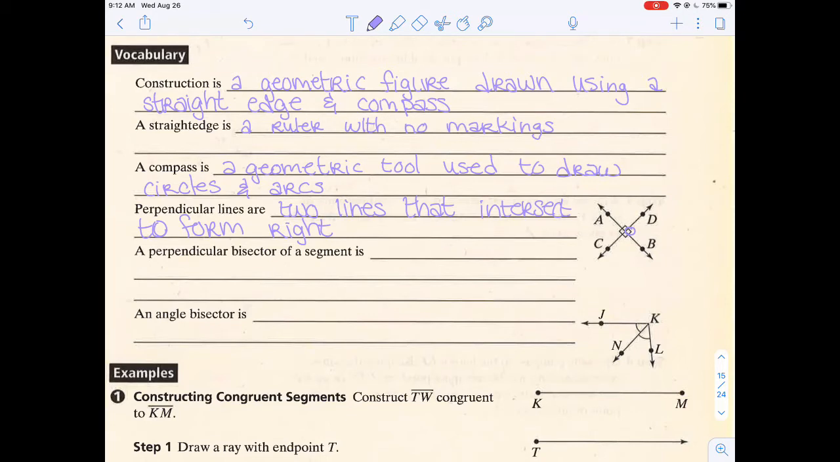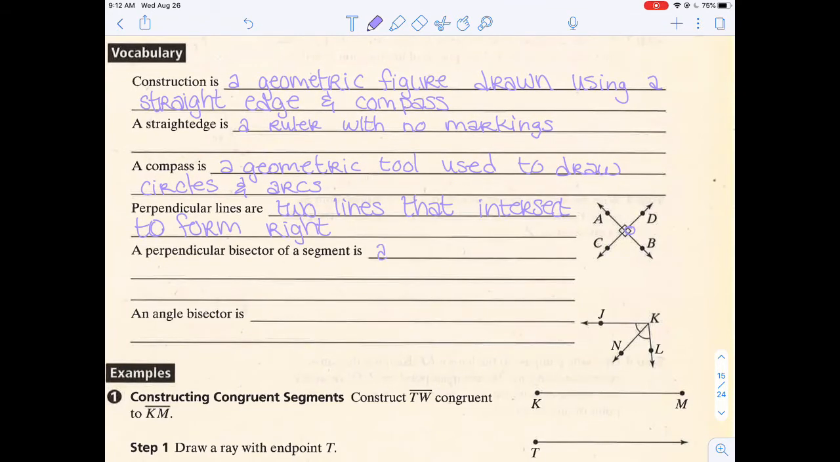A perpendicular bisector of a segment is a line, segment, or ray that is perpendicular to the segment at its midpoint. And we are going to talk about what a midpoint is today.